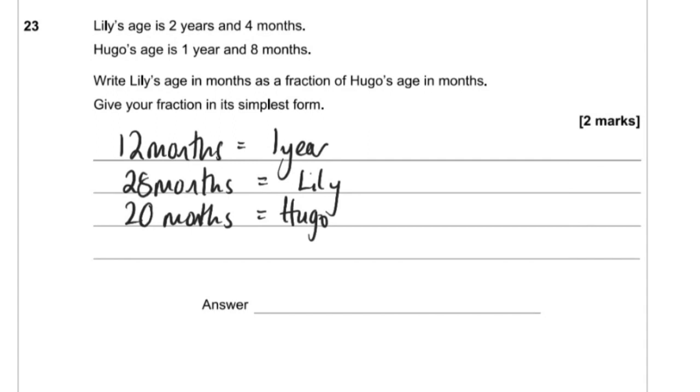So Lily's age as a fraction of Hugo's age is going to be 28 over 20. So simplifying that, we can divide top and bottom by 4. So let's write that out. Divide by 4 over 4. So we're going to get 7 over 5. So that would be our fraction in its simplest form.